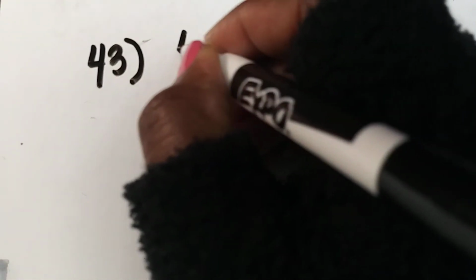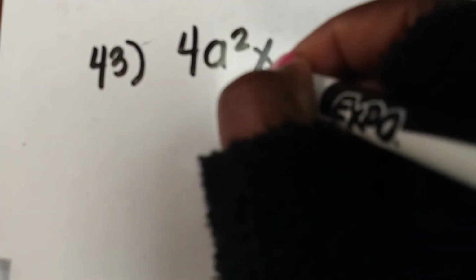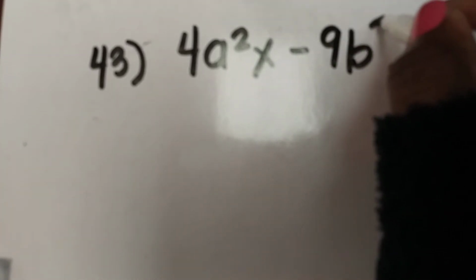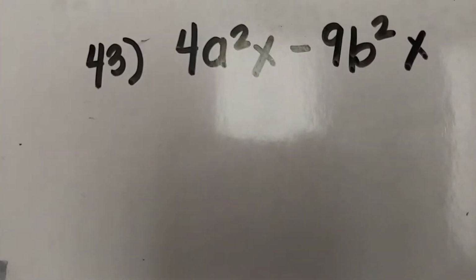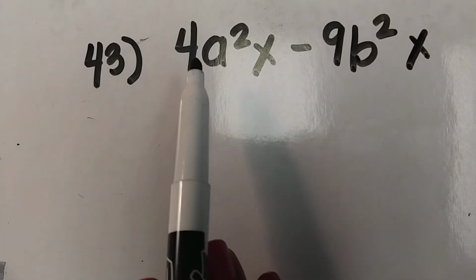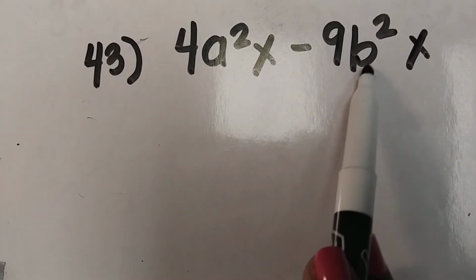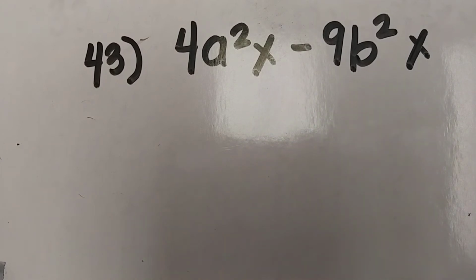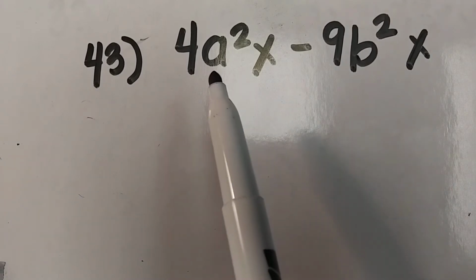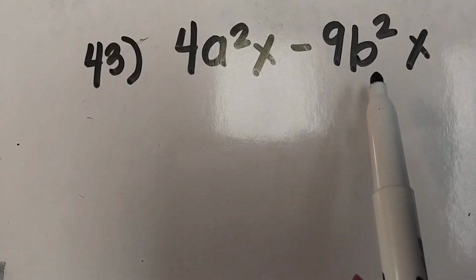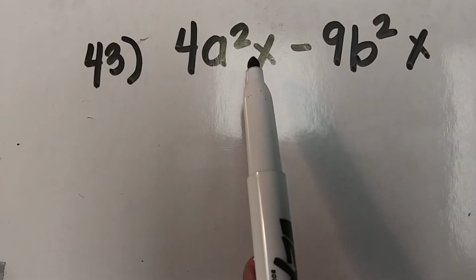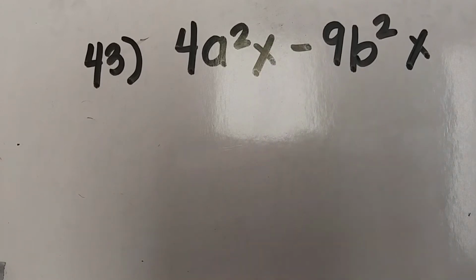Number 43. I have 4a squared x minus 9b squared x. Now, when I look at this one, I can take the square root of 4a squared, 9b squared, but I can't take the square root of x. I can't find the same letter, multiply it twice, and get just x. So it's not ready for me yet to do my difference of two squares. But I can go back and think about my greatest common factor. This is a binomial, and the common factor of the two is x.